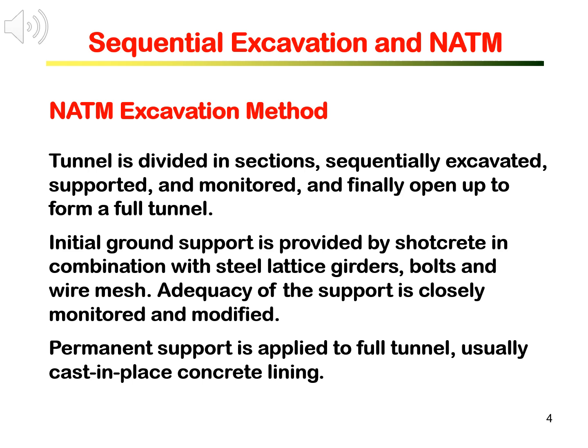Second, primary or initial ground support is provided by fiber reinforced shotcrete, steel arch, lattice girders, bolts, and wire mesh. Adequacy of the support is closely monitored and modified. Thirdly, after full opening up of the tunnel, permanent support is applied, usually, but not always, by cast-in-place concrete lining.